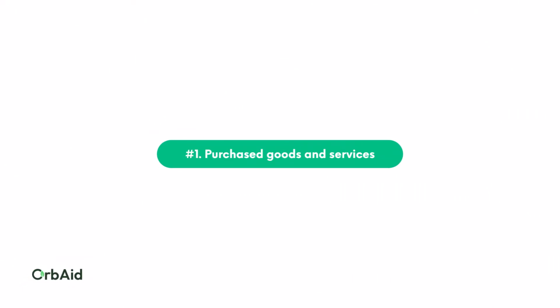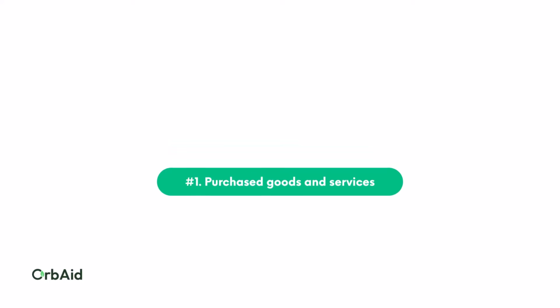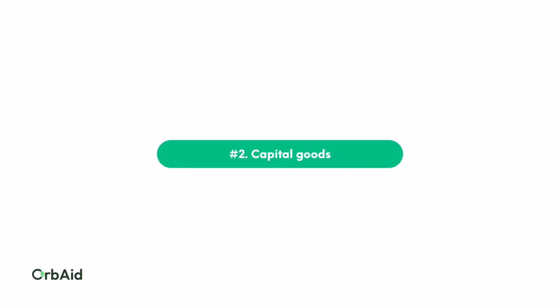Number 1, purchased goods and services. All upstream, i.e., cradle-to-gate, emissions from the production of raw materials, parts, and products purchased or acquired by the reporting company in the reporting year. Products include both goods, tangible products, and services, intangible products. Number 2, capital goods. All upstream, i.e., cradle-to-gate, emissions from the production of capital goods purchased or acquired by the reporting company in the reporting year. Emissions from the use of capital goods by the reporting company are accounted for in either Scope 1, e.g. for fuel use, or Scope 2, e.g. for electricity use, rather than in Scope 3.